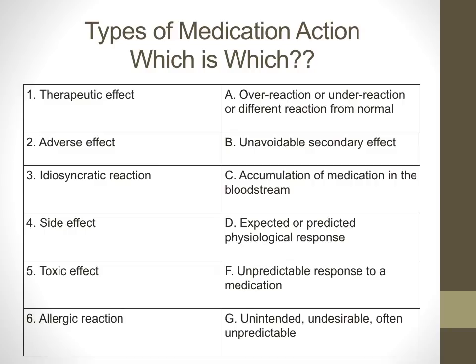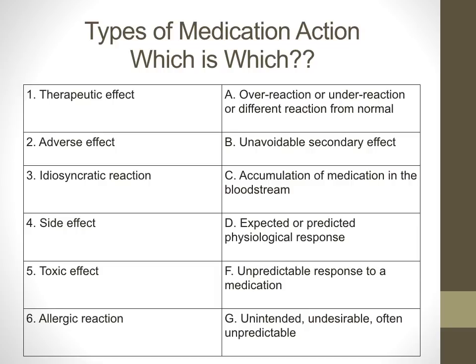For number 2, adverse effect, the correct response would be F, an unpredictable response to a medication. Number 3, idiosyncratic reaction, the correct response would be A, an overreaction or underreaction or different reaction from normal. For example, some people, Benadryl is an antihistamine known to be quite sedating. However, for some people, it does the exact opposite. It makes them hyper.